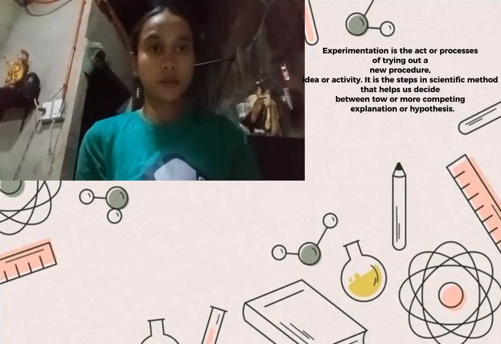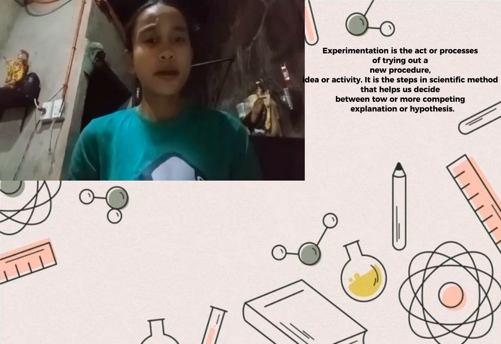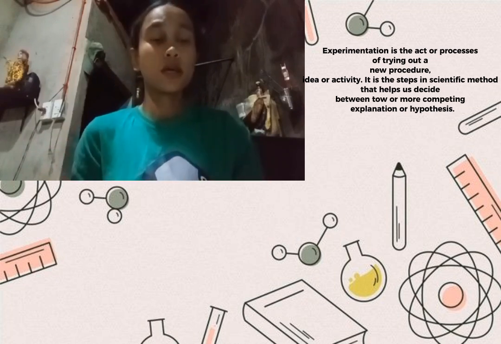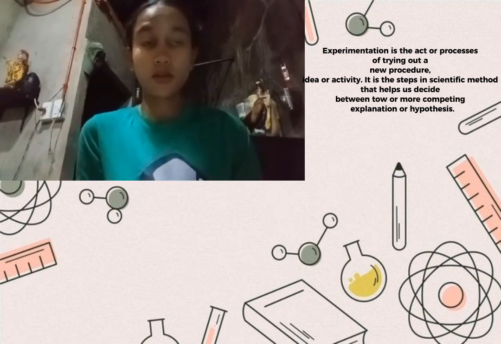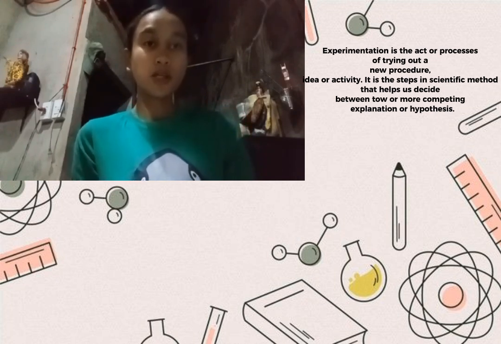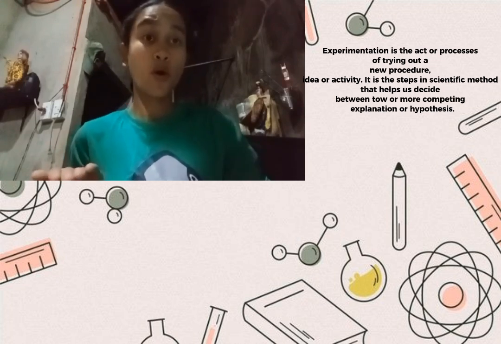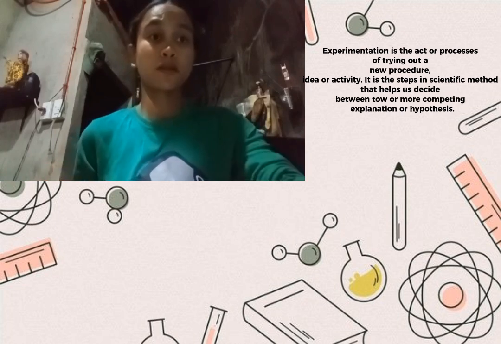What does the word experimentation actually mean? Experimentation is the act or process of trying out new procedures, ideas, or activities. It is the step in the scientific method that helps us decide between two or more competing explanations or hypotheses. What's more, some researchers use experimentation to test existing theories or new hypotheses to support or disprove them.